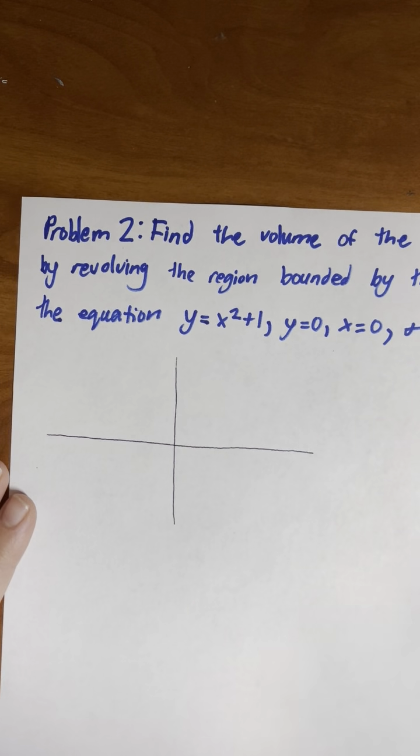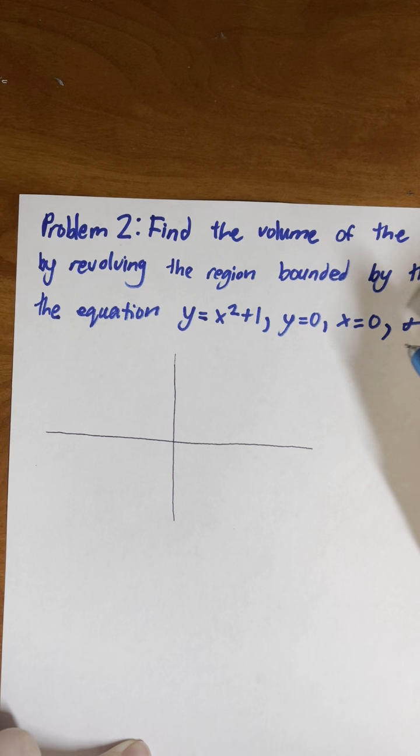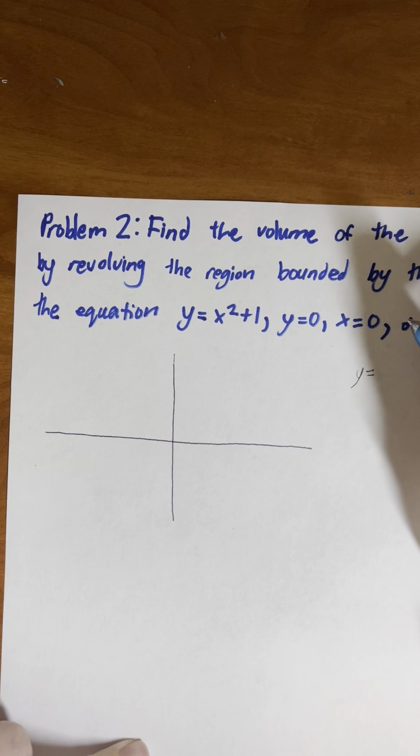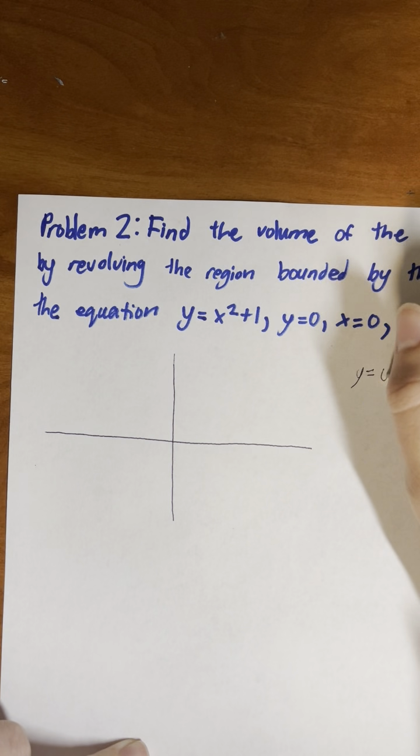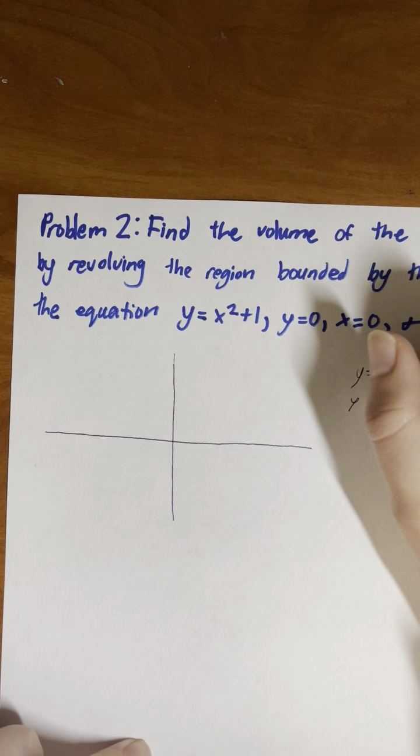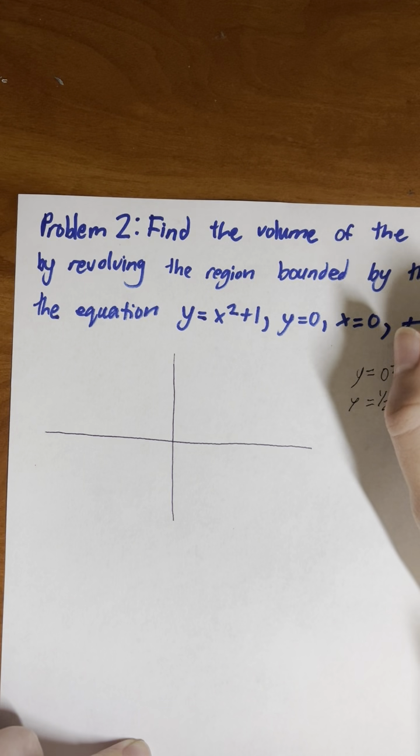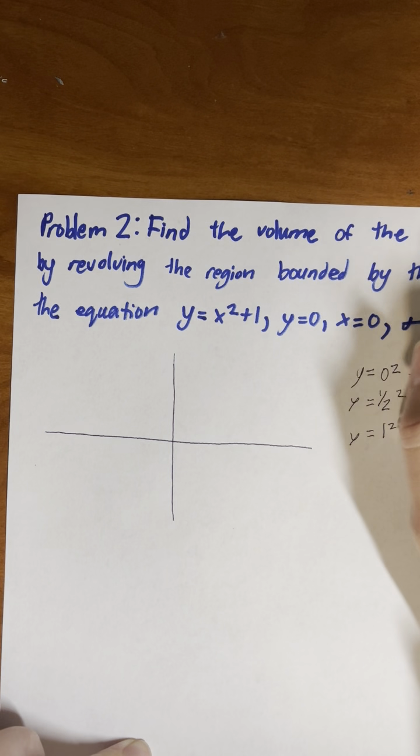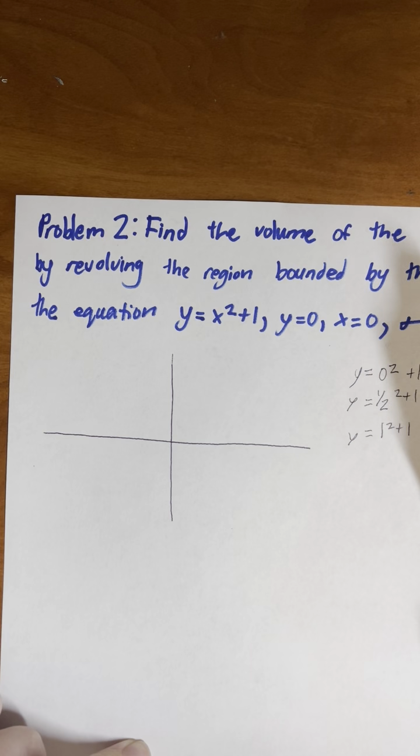Okay, so first we have to plot our points. We're just going to take the equation that we have here, y equals x squared plus 1, and just plug in random numbers. I'm going to put in 0 squared plus 1, then the 1/2, and then I'm going to use 1. When I plug them in, I get 1 for this one, I get 1.25 for this one, and I get 2 for this one.